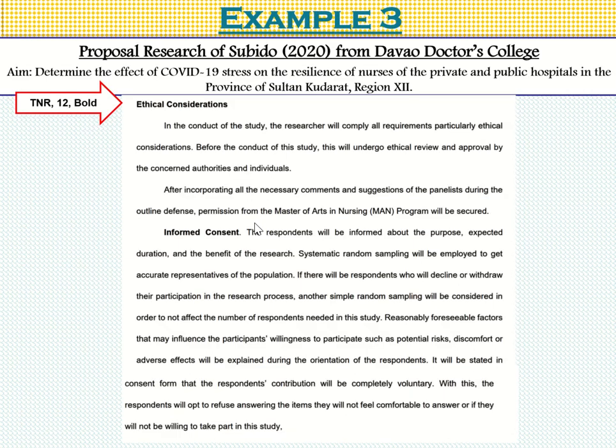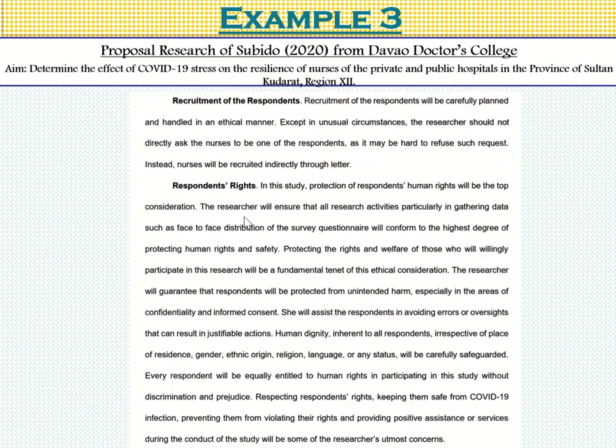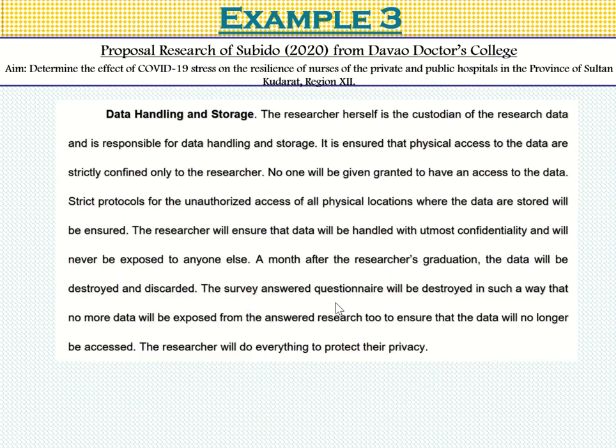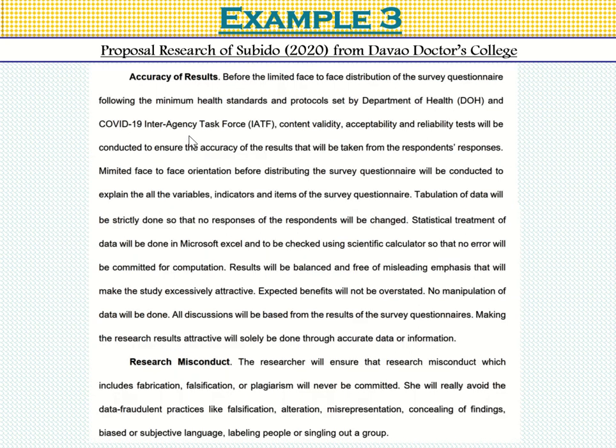Here we have the work of Subido 2020. Ethical considerations, this one is very comprehensive in discussing the ethical considerations ng kanyang study. You have here the informed consent. Sometimes naiiba-iba lang din yung terms, no? We have here the recruitment of the respondents, rights. Again, kay Subido pa rin to 2020, example number 3 natin. Ito yung privacy and confidentiality, how it is observed or how it will be observed in the study. And then data handling and storage naman. Same example pa rin. Accuracy of results, tapos research misconduct.